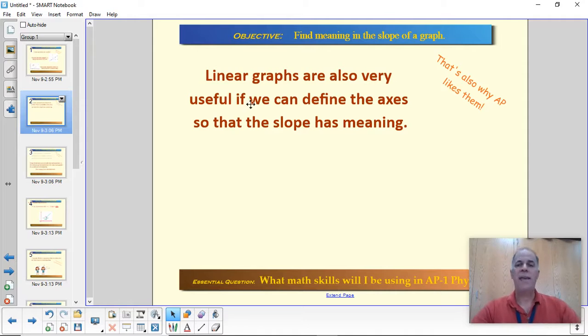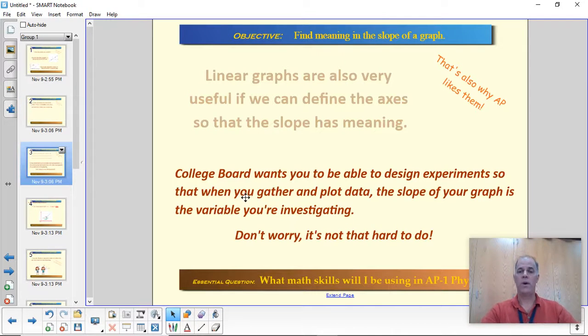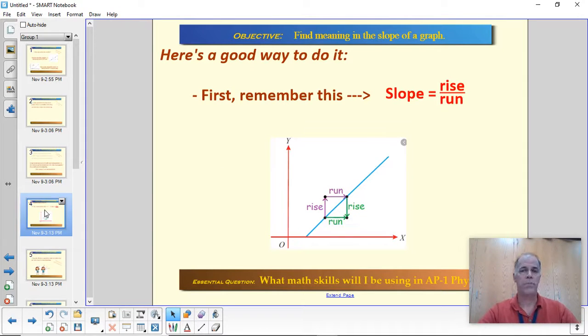Anyway, so designing and setting up graphs to make linear plots is a very useful skill, and it's something that College Board wants you to know how to do. College Board wants you to be able to design experiments so that when you gather and plot your data, the slope of your graph will be the variable that you're investigating. This seems kind of weird when it's so many words, but it's really not that hard to do. So here's one good way to do it. There's more than one way, but this one works really well for me.